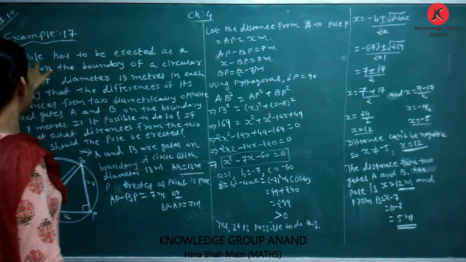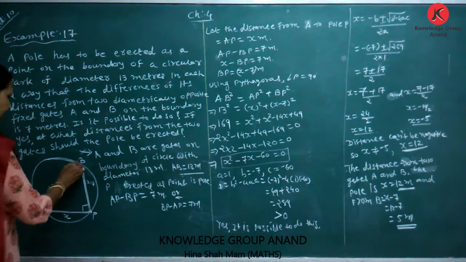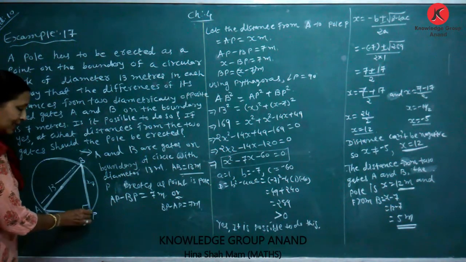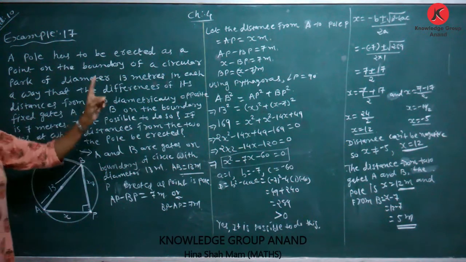Again, in this example, a pole has to be erected at a point on the boundary of a circular path. Here it is a circular path. The pole is erected here. P is the pole. The diameter is 13 meters, and the difference of its distances from two diametrically opposite fixed gates A and B, AP minus BP or BP minus AP, is equal to 7 meter. Is it possible?